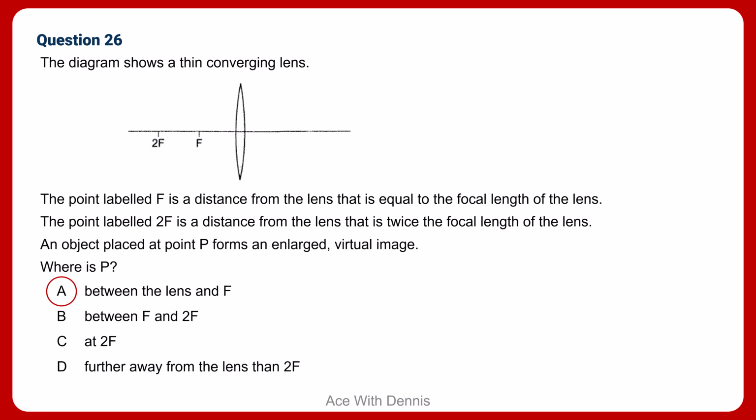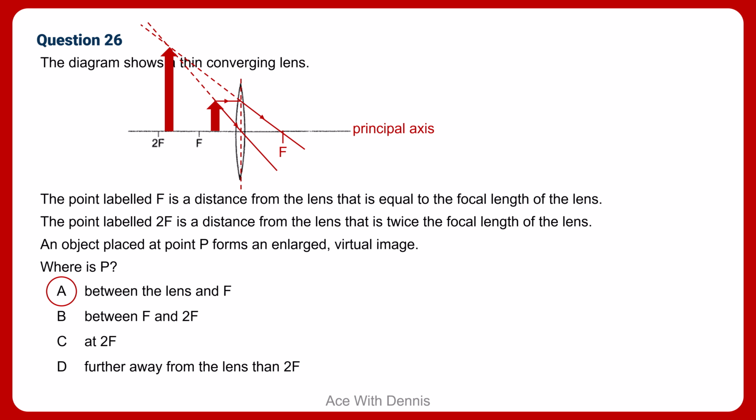Now let's complete the ray diagram to prove the answer. So this is the object that is placed between the lens and F. This is the focal point and at the other side of the lens. First we draw a ray which is parallel to the principal axis. After passing through the lens, it will bend towards the focal point. Another ray passes through the center of the lens and will continue to travel in a straight line without being refracted. Now, we extend these two rays at the back of the lens and they intersect at one point.